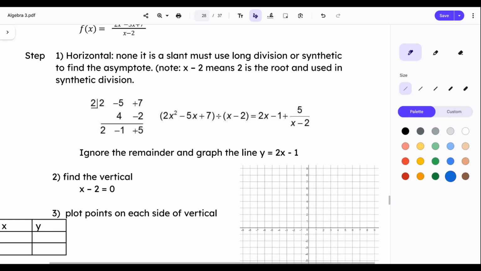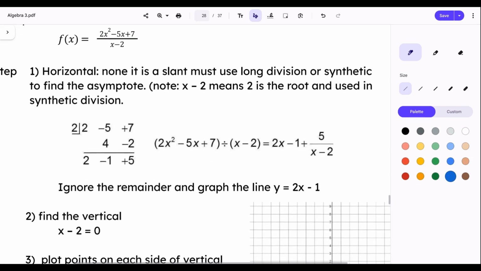Now, I would use synthetic because it's faster. And we're only going to need to do that to find one little piece of information. We don't need to use this whole big polynomial for anything. But you can see what they did is they took this problem up here that said 2x squared minus 5x plus 7, and that was being divided by x minus 2. It looks like those division problems that we saw before.